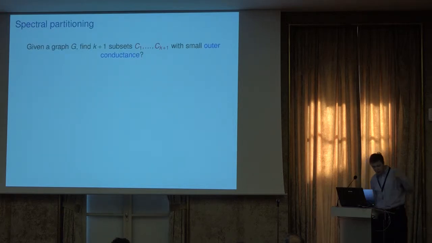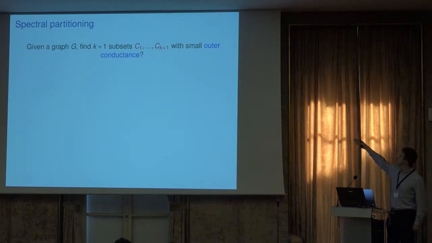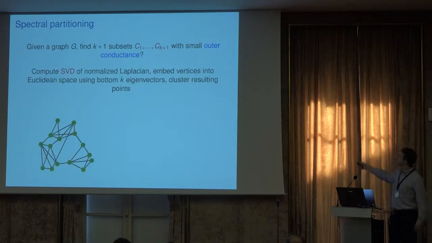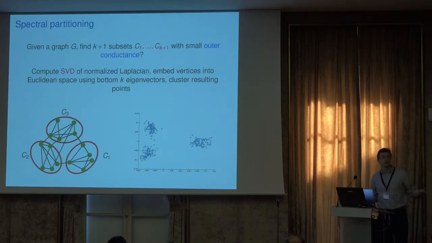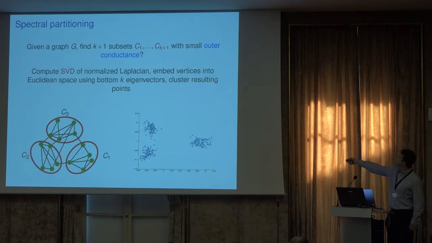Good. So how would one even think of solving such a problem? One natural approach is to try spectral partitioning. Specifically, given a graph G, we want to find k plus 1 subsets with small outer conductance. One very natural approach is to compute the SVD of the normalized Laplacian of our graph, then embed vertices of the graph into Euclidean space using the bottom k eigenvectors, and then partition the corresponding point cloud.